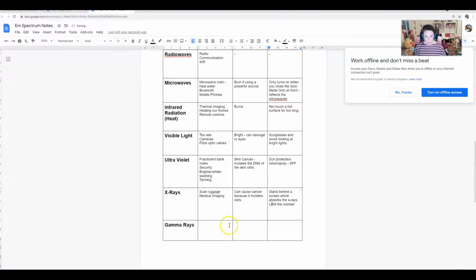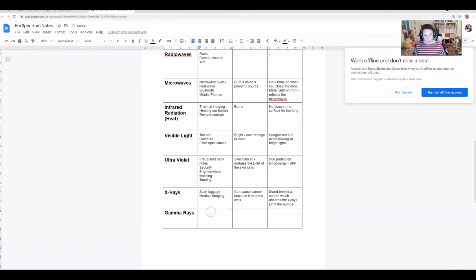The last one is gamma. Gamma is the most dangerous of the electromagnetic waves. We actually use it for medical imaging again. It's called PET scans. But it is also used to kill cancer cells, so we use it in radiotherapy. And people ask, well, if it kills cancer cells, but it causes cancer, why would you use it? So it causes cancer because it mutates cells.